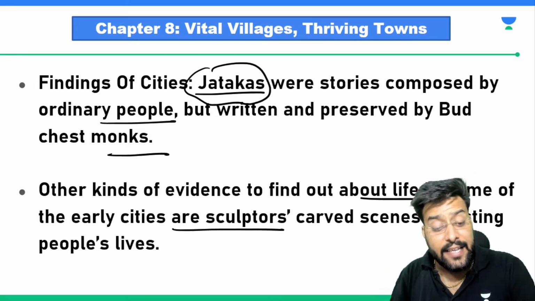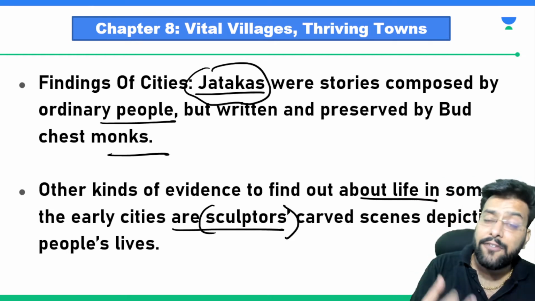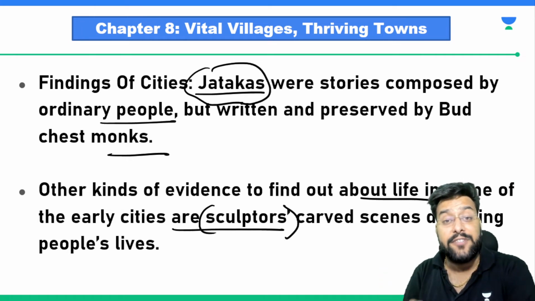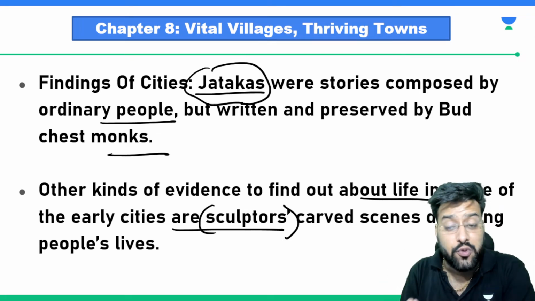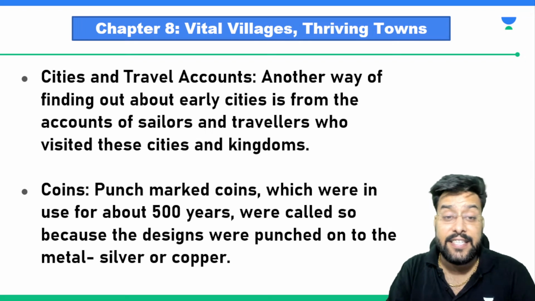Apart from this text and literature, we had certain sculptures which were carved depicting scenes of people's life. So what people were doing, if they were practicing agriculture, if they were into any sort of occupation, it was carved on a piece of stone. So ultimately from that piece of stone we were able to identify that yeah, these things were happening.